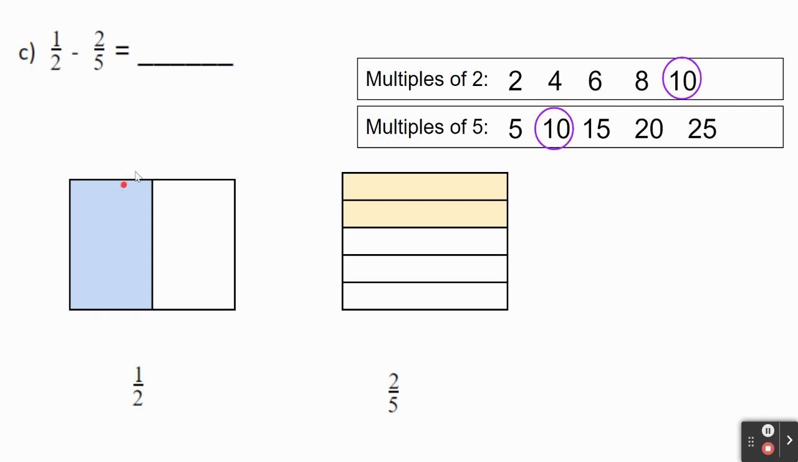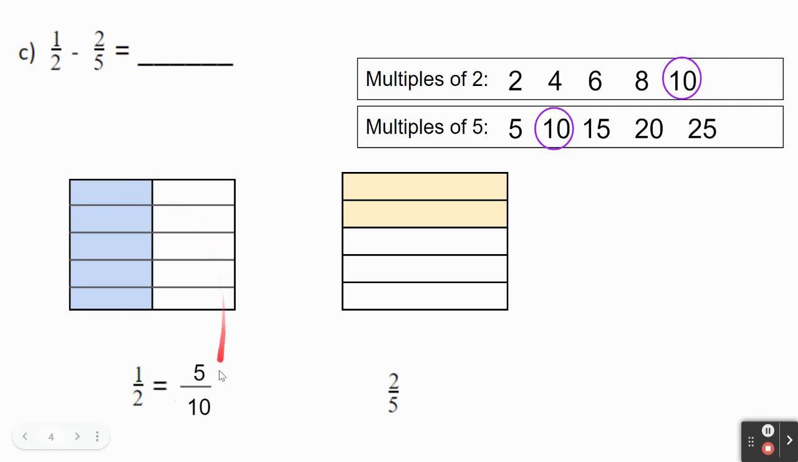Well, we have 2 parts right now, so we can break each of these 2 parts into 5 pieces. We now have a total of 10 parts. We can see that 5 of those 10 parts are shaded. So an equivalent fraction to 1/2 is 5/10.